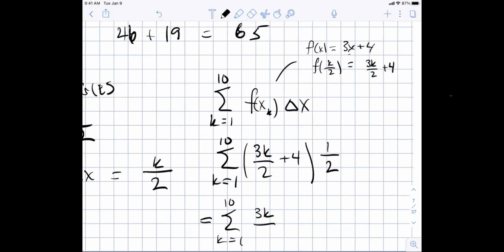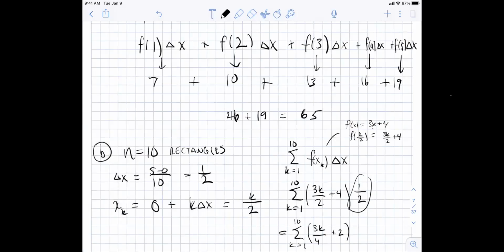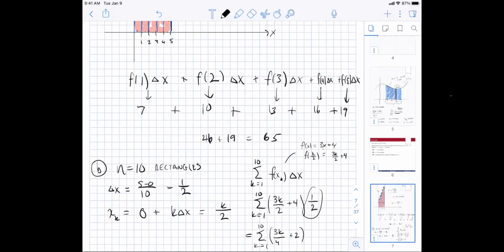Well, there's two things you could do. You could distribute the 1/2, or you could pull it out in front of the sum, right? Either way, you're going to get the same thing. I'm going to distribute it: 3k over 4 plus 2. Questions on that? We can evaluate this now.